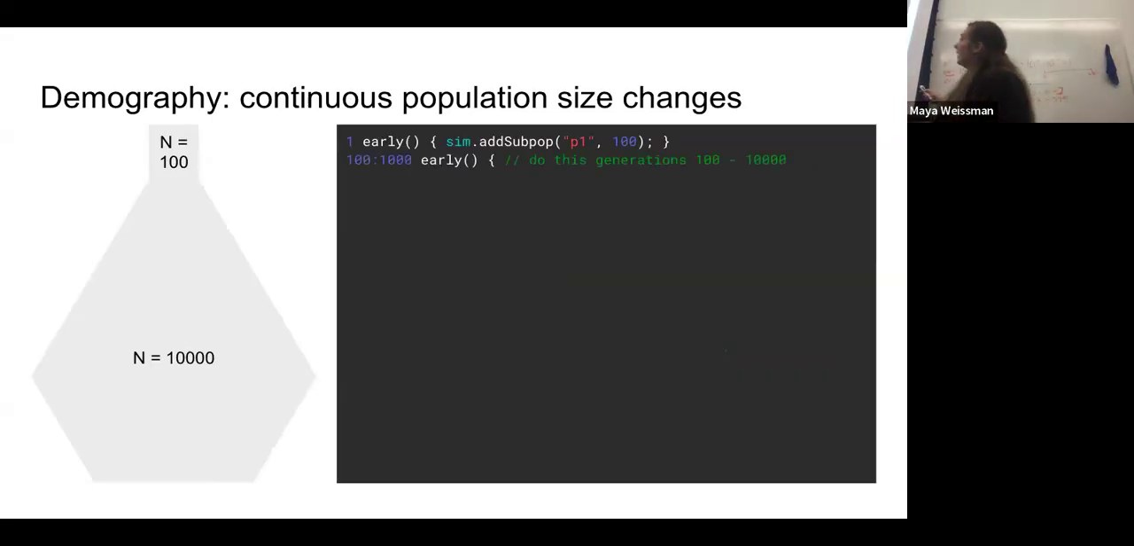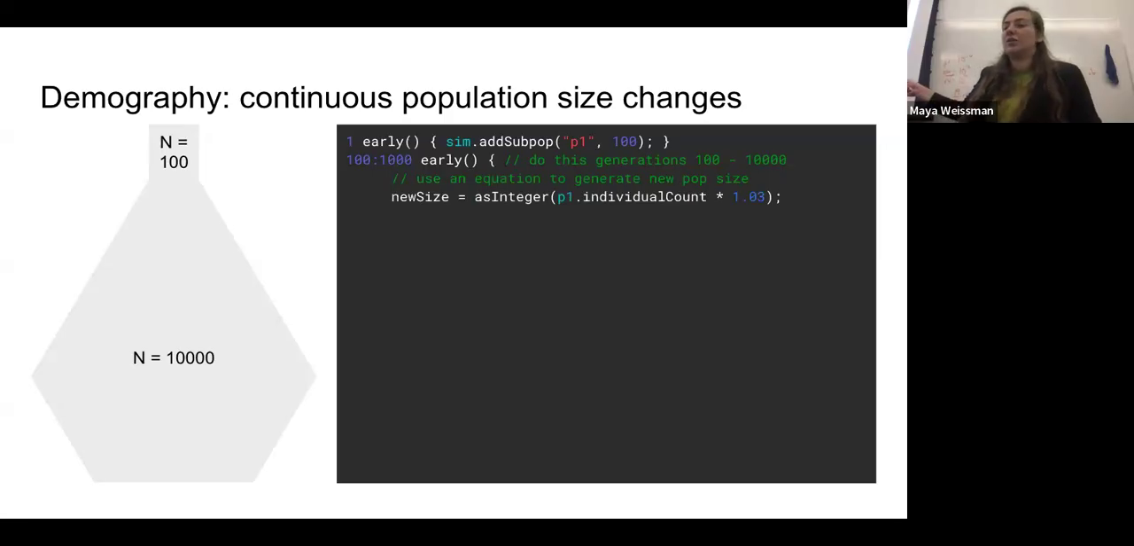So we started by setting p1's population size to 100 individuals. But then from generations 100 to 1,000, we're going to do an expansion where the population size is gradually increasing every generation. We'll use an equation that just says, what's the old count times 1.03? So this will give you a gradual exponential growth. But you could also do a linear growth, where you're multiplying the current generation by some constant or some slope. Or you could do really any equation you'd like there. But bam, now you have p1.setSubpopulationSize(newSize).